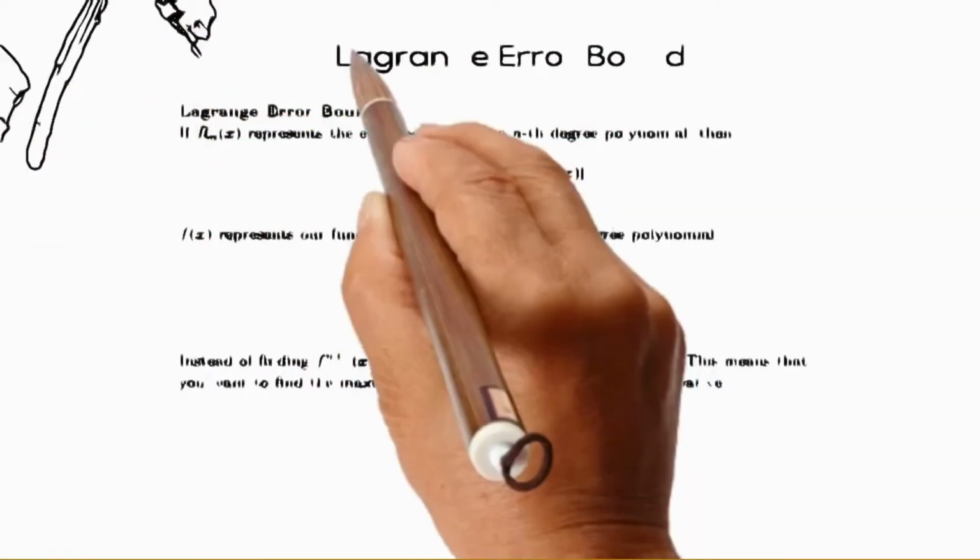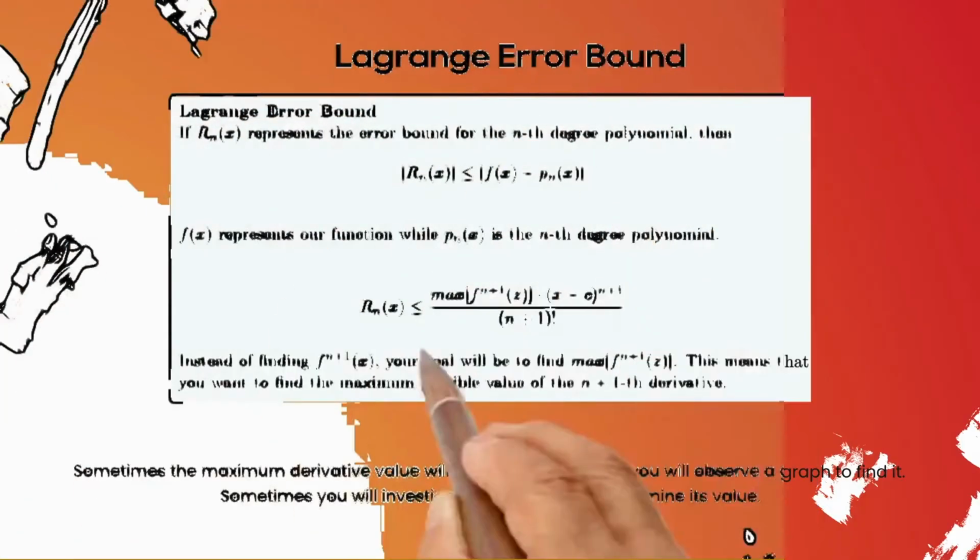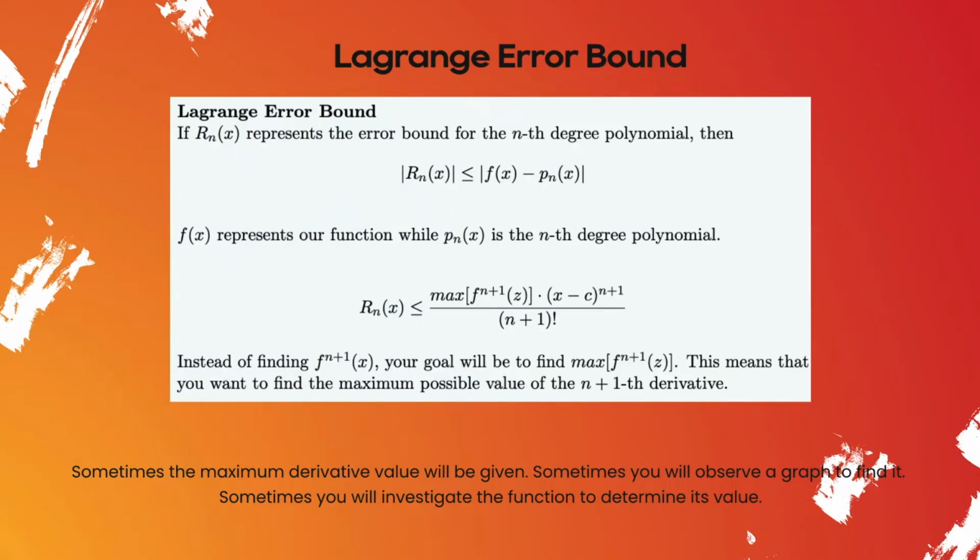Now let's learn about the Lagrange error bound. Basically the Lagrange error bound is between the actual function and the nth degree polynomial, the one we use for approximation. So f of x represents our actual function, while p of n of x represents the nth degree polynomial. The error bound will be the maximum value of the n plus 1 derivative times x minus c to the power of n plus 1 divided by n plus 1 factorial.